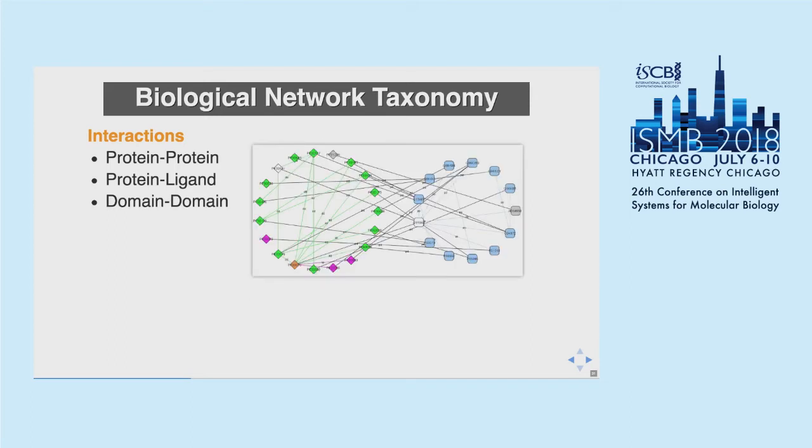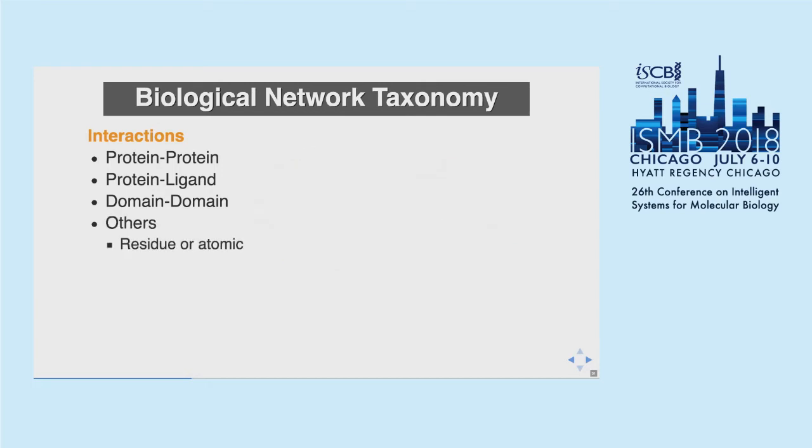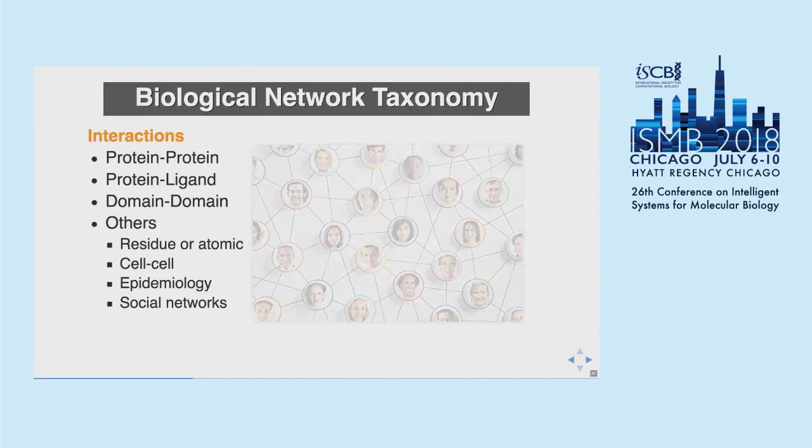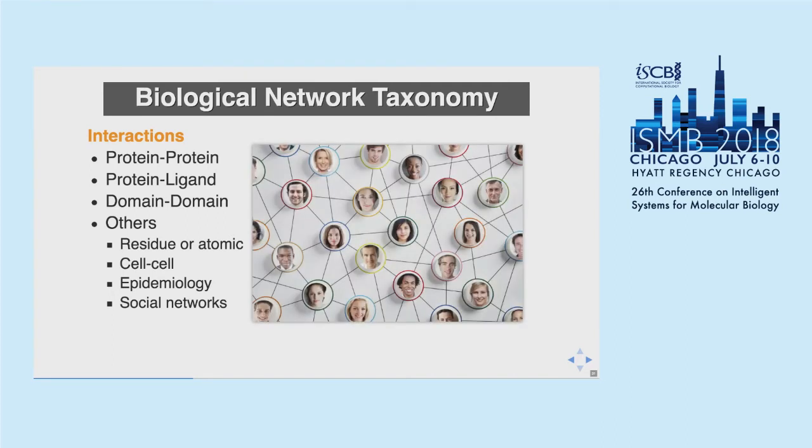Domain-domain interactions is another type of interaction diagram that you can see. A protein itself is a network, right? If I take a look at this protein, I can take a look at each of the amino acids and plot as a network the relationships between the amino acids. Either the hydrogen bonds, the covalent bonds, salt bridges, I can get all of that in there and treat that as a network. And all sorts of others, up to and including social networks, which is probably the canonical example that we're all aware of.